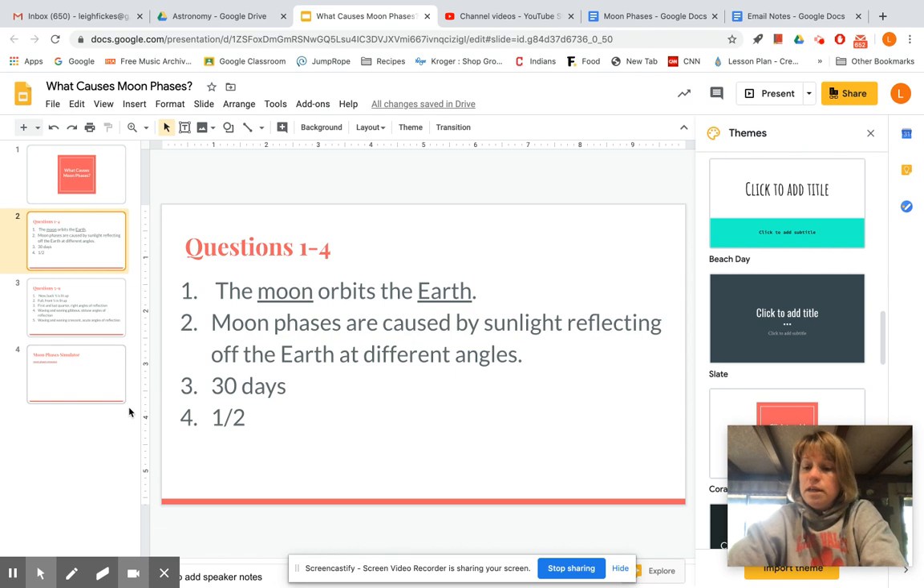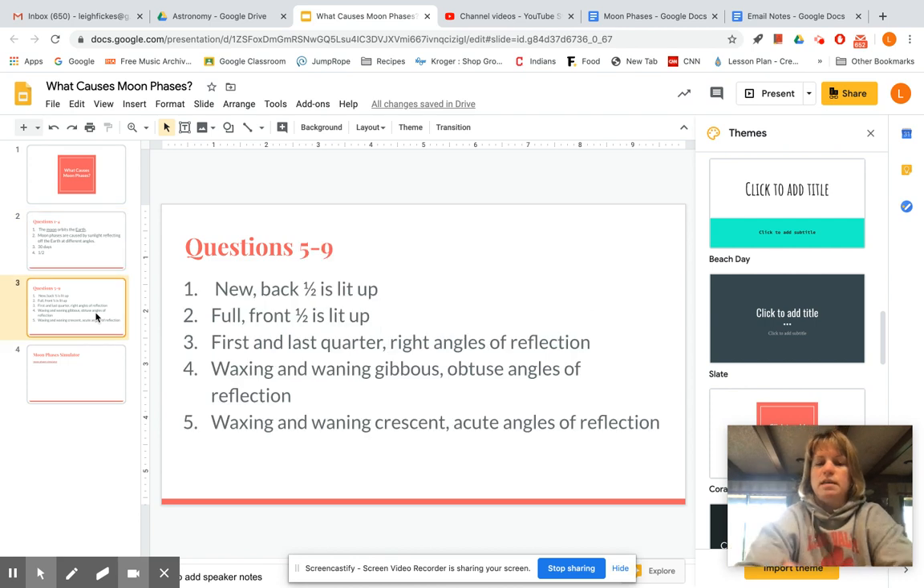Now, I'm going to quickly go over the 5 diagrams, what you should have said, but then I'm going to show you the positions with the moon phase simulator from the end of the lesson. So you should have said new moon to the first diagram because the back half of the moon would be lit up. So from Earth, it would look dark. Now, the second one was a full moon. Notice that the front half would be lit up.